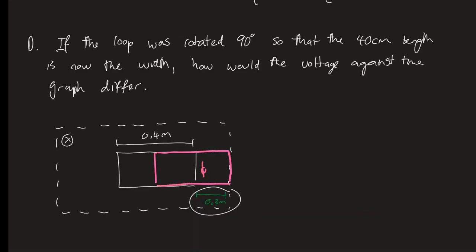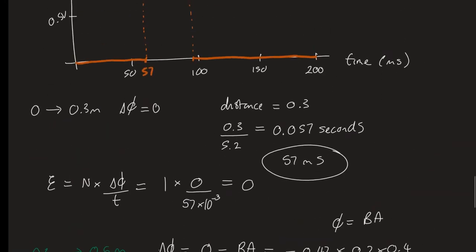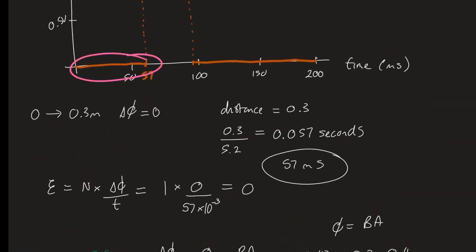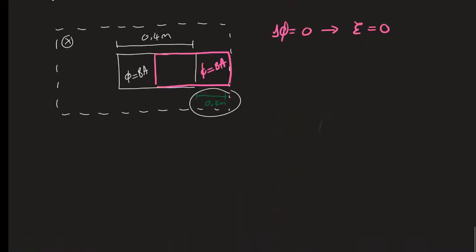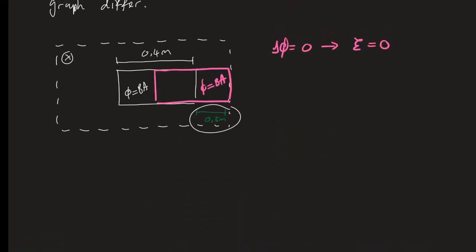And if we draw the loop later, in that case, like this, sitting in that position, it's gone from phi being equal to the full amount, BA. It's gone to that, and it was that to start with. We had the full flux before, the full flux after, no change. Delta phi is 0. And as we've seen, if delta phi is 0, EMF is 0. So the first bit of the graph is exactly the same. That's unchanged.